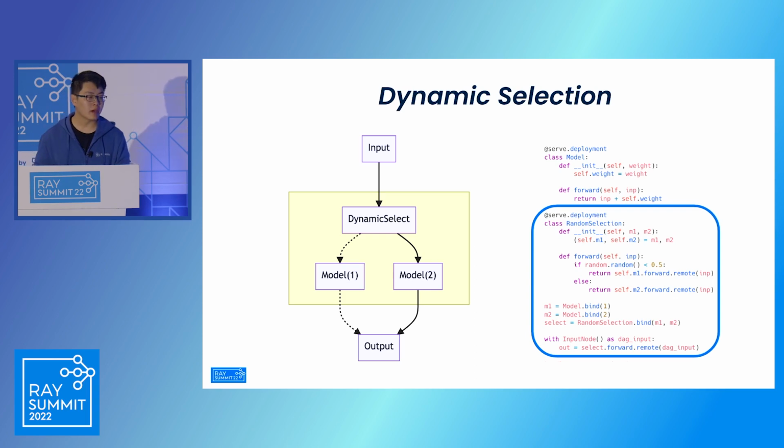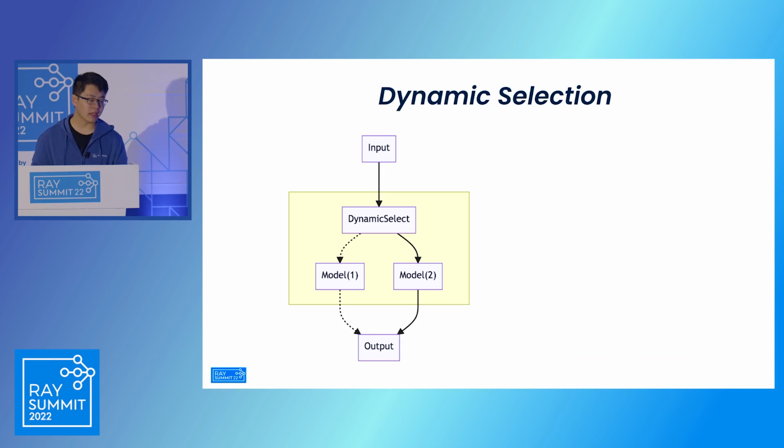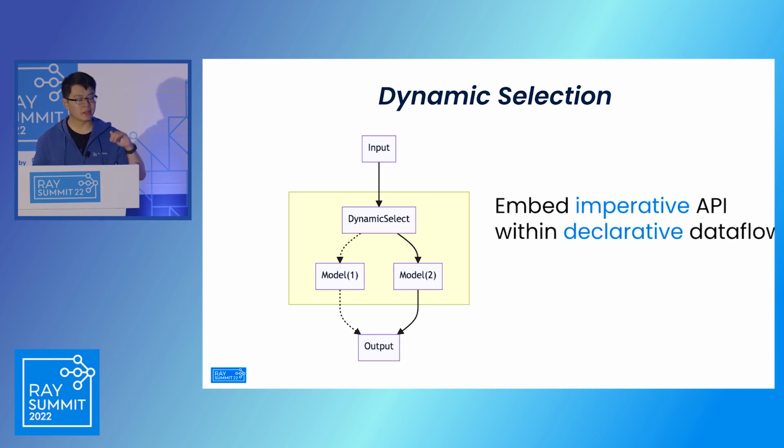So right here, we're not doing anything different. All you need to do here is, instead of declaring the data flow, you can fall back to the deployment on constructor approach, where you can start using the code to express the data flow program. For example, right here, we implement a random selection deployment. We take the other model as a dependency on the constructor, and in the call method, you can now start essentially choosing exactly what to do. So this is how we have this dynamic selection mode, which allows you to embed the imperative API call as part of the declarative data flow.